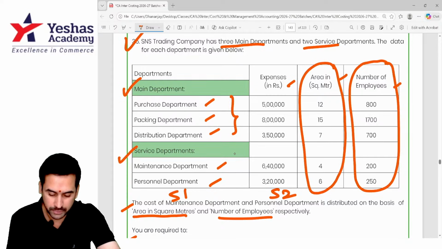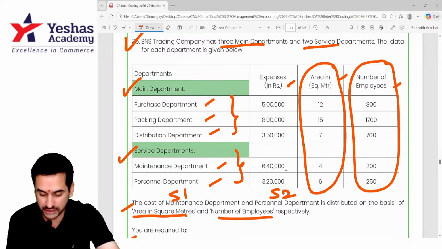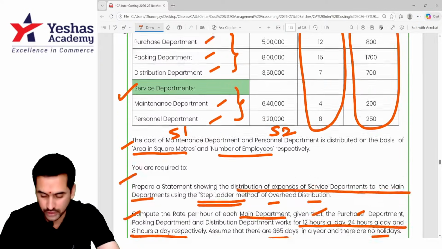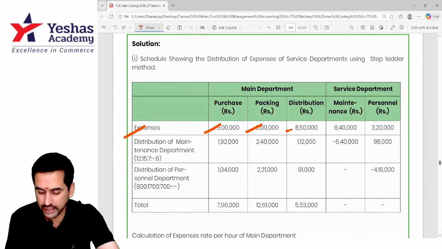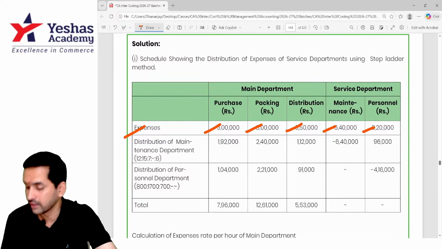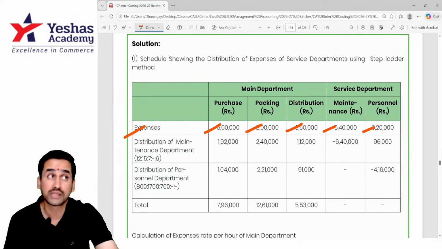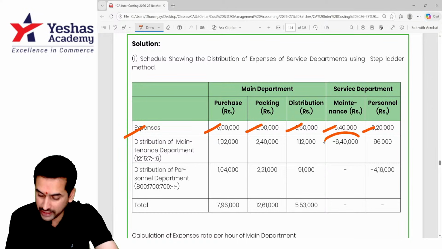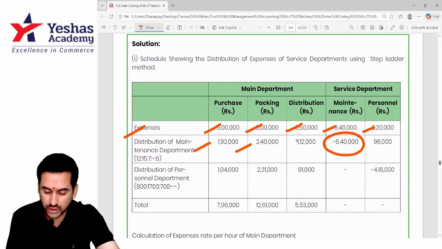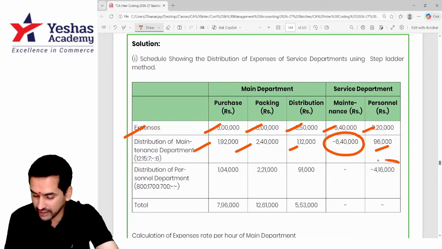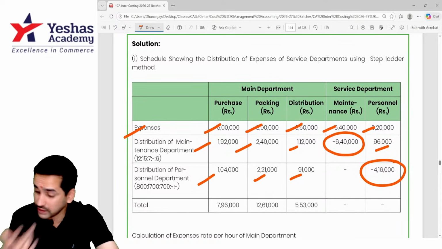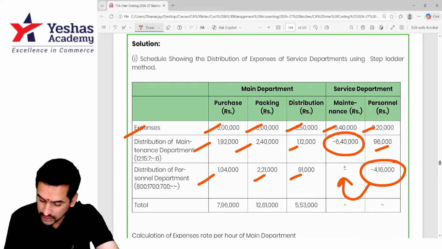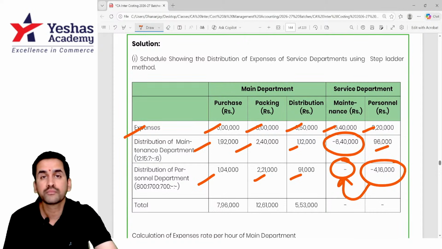Three departments plus two departments. First, expenses, correct? So first activity, just copy all expenses, 5, 8, 3 and a half, 6, 320. What should happen in step ladder method? I take one department, transfer to other departments, and then when I take the next department, I should transfer only to production departments.